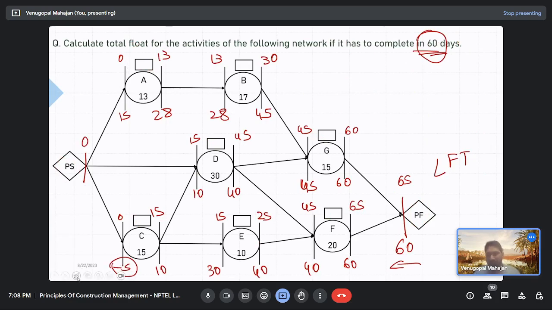So let's calculate the total float now. I'll write it with black. 28 minus 0 minus 13. It is now 15. So 45 minus this is again 15. What about this? This becomes 0. 40 minus this becomes minus 5 now. This is also minus 5. For this, 40 minus 10, 30, 30 minus 15, this becomes 15. 60 minus 20, this is again minus 5. So you saw that you can have negative float, and you also saw the condition, right?